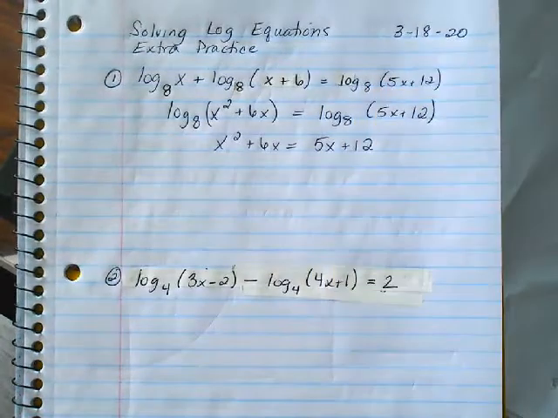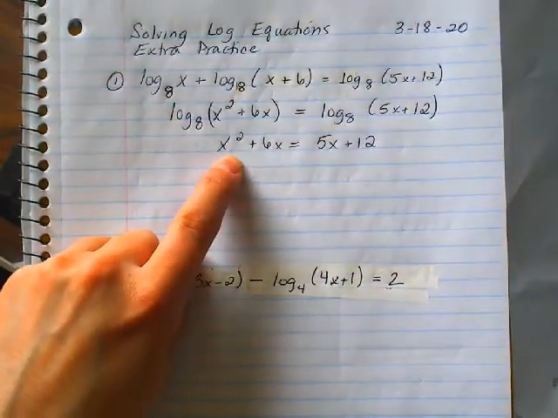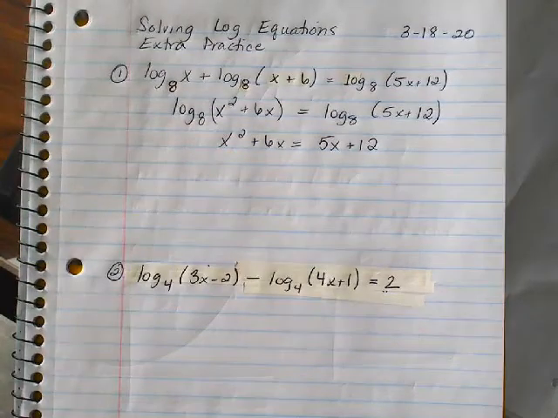Something to watch out for is if you get a square. If you get an exponent of 2, sorry, I'm losing my voice a little bit. Let me get some water.